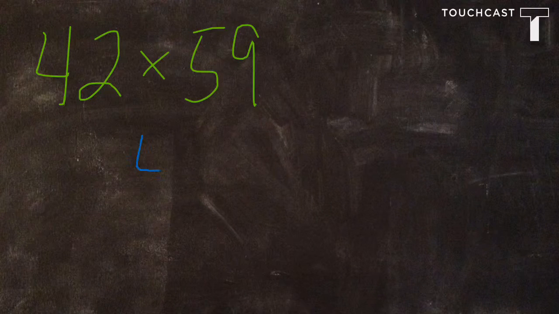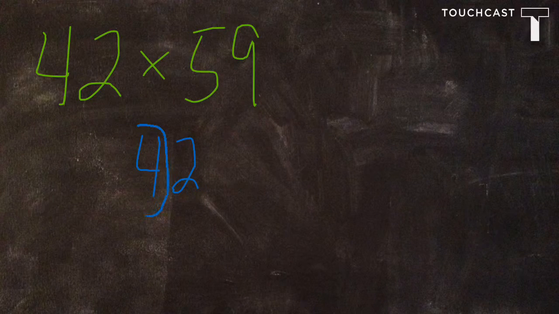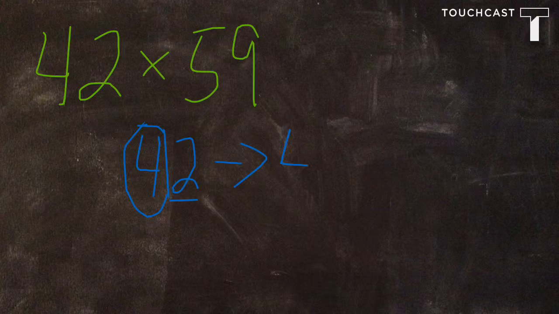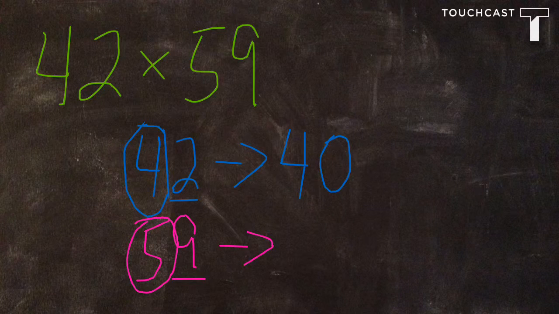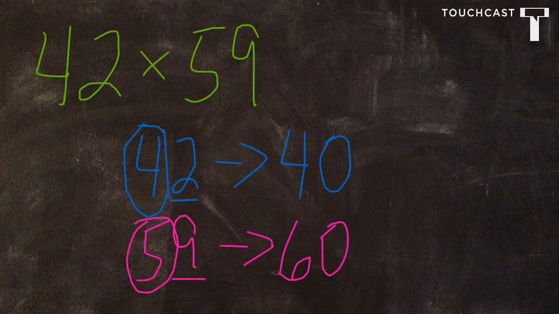So 42, rounded to the closest 10, is going to be 40, because the 2 tells us to let it rest down at 40. And 59 to the closest 10 is going to go to 60, because the 9 tells us to let it soar, so it goes up to 60. Now, we would multiply 40 times 60 to get our estimate.